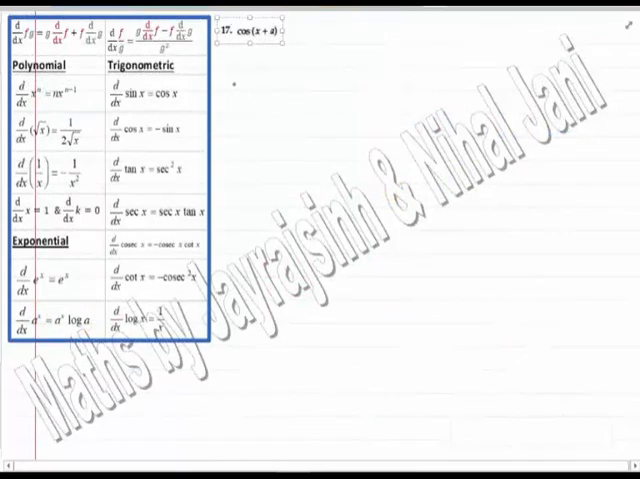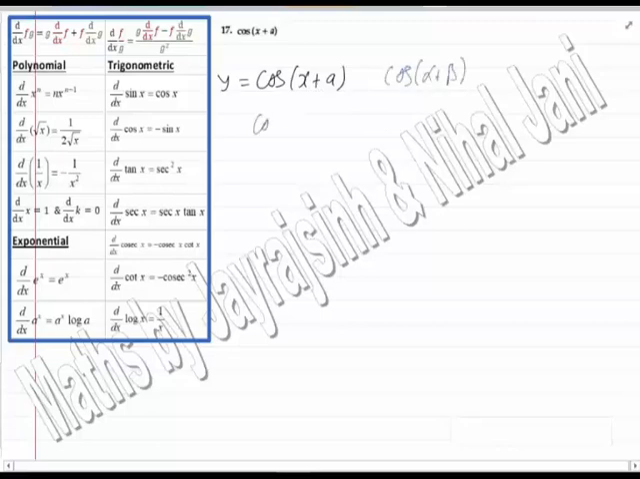Okay, now let's go to question number 17, which is y is equal to cos(x plus a). We just have one trigonometric term, but as you can see we don't have the differentiation of cos(x plus a), so we should simplify, or we can say open this bracket. But to open the bracket we have to use the formula of the trigonometric term. We know that cos(alpha plus beta) is cos alpha cos beta minus sin alpha sin beta, right?